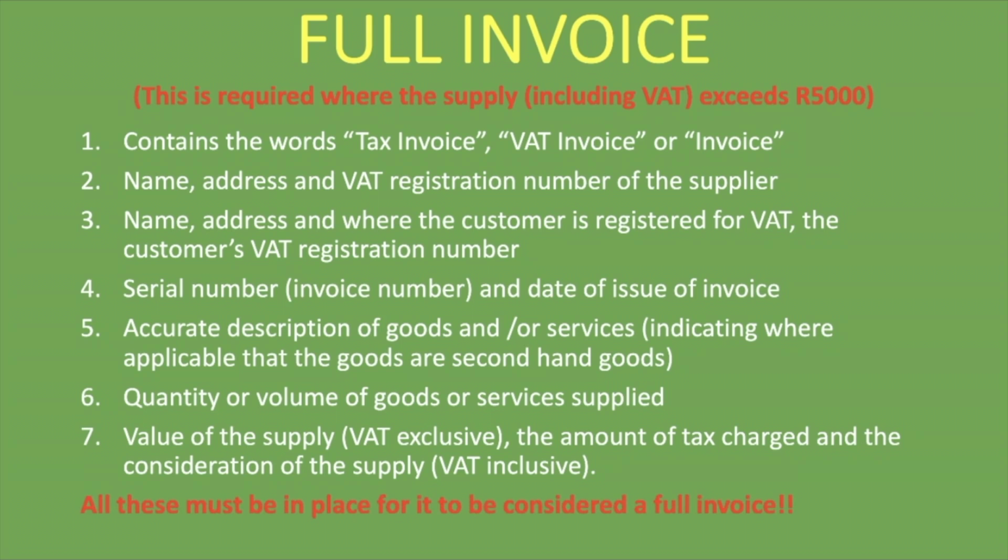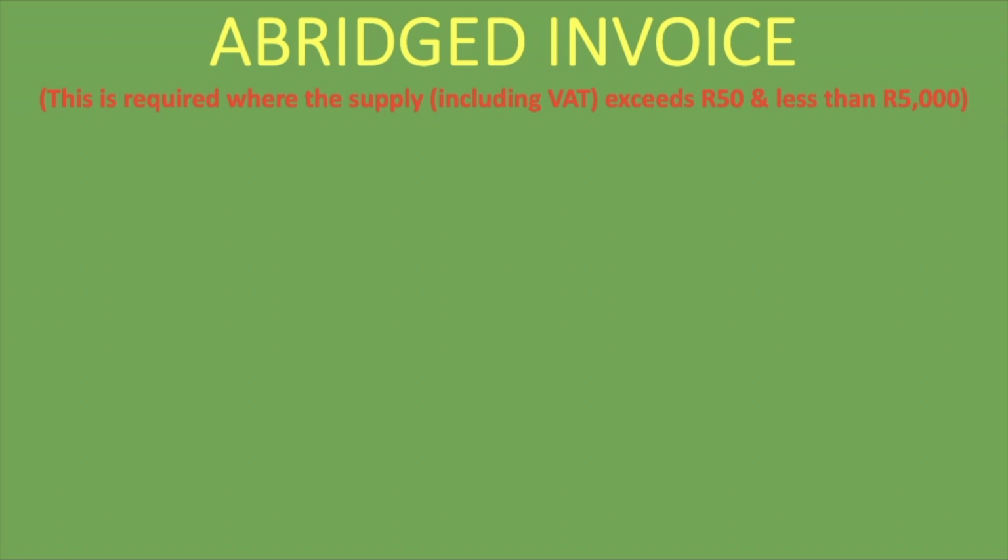What about abridged invoice? Well, let's quickly look at that. This is required where the supply, including VAT, exceeds 50 Rand and less than 5,000 Rand. All right, so if it's 5,000 Rand or less and it's more than 50 Rand, you can issue an abridged invoice. But a full tax invoice as well can be issued, all right, instead of an abridged.